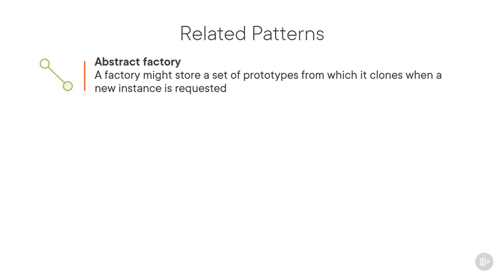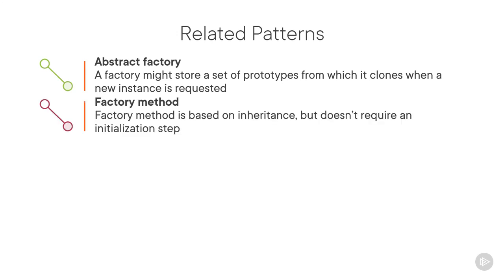Prototype and abstract factory can be used together. A factory might store a set of prototypes from which it clones when a new instance is requested. There's also a relation to another creational pattern, the factory method pattern. Prototypes don't require subclassing creators. They are not based on inheritance, which is a plus when you favor composition over inheritance, like the Gang of Four. However, they often require an initialize operation on the product class, which the factory method doesn't. Factory method is based on inheritance, but as said, doesn't require that initialization step.